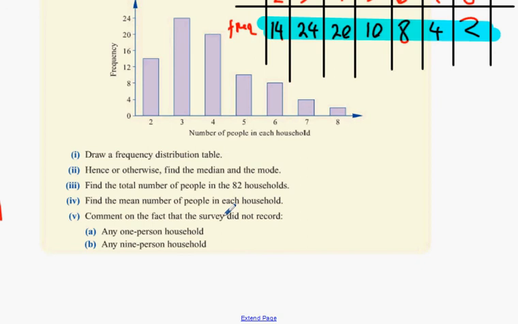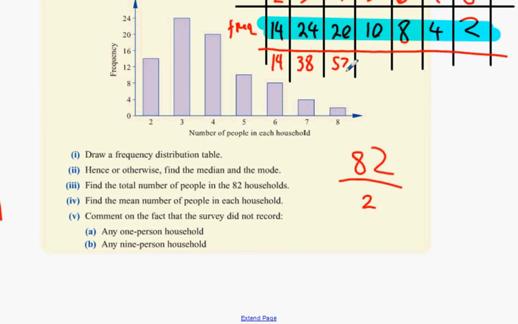Now, hence or otherwise find the median and the mode. We have 82 people. Who's the middle people or person? 41 and 42. So you can do like a little chart here like this. Can anybody tell me what I'm doing here? Sorry, I made a mistake there. Anybody else tell me why I'm doing this?